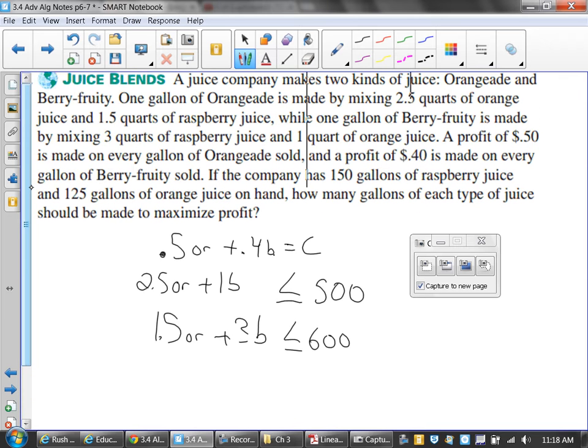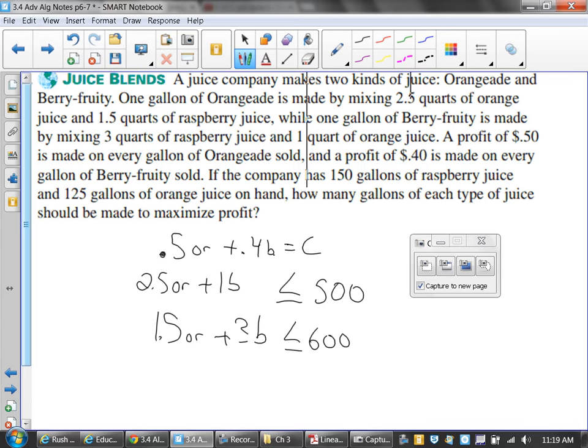What is the 500 and 600? Where did the 600 and 500 come from? Multiplying your 150 by 4 and your 125 by 4 to get quarts. It's 125 gallons of orange juice. One of them uses 2.5 quarts of orange juice, and the other one uses 1 quart of orange juice. That's right.